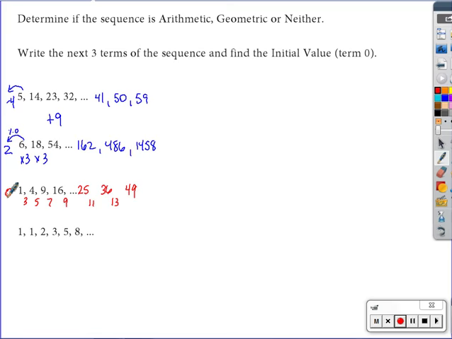Now there's actually another pattern for that. If you didn't pick up on it in class, 1 squared is 1, 2 squared is 4, 3 squared is 9, 4 squared is 16, 5 squared is 25, so forth. So if I keep squaring numbers, that's where I get this. 1 squared, 2 squared, 3 squared, 4 squared, 5 squared, 6 squared, 7 squared, and so forth.